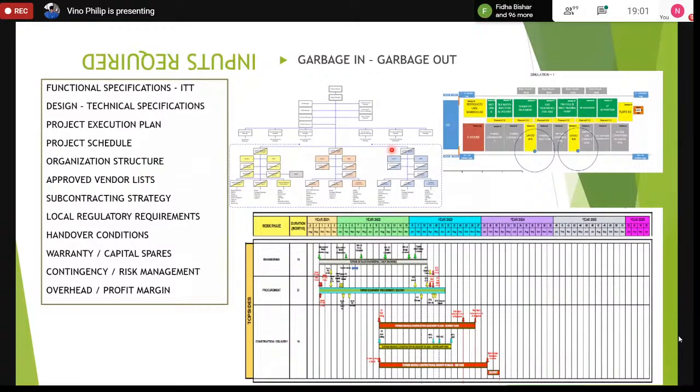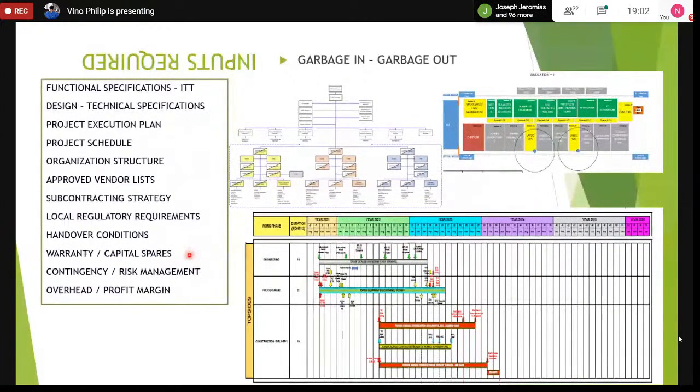Then the organization structure, like I mentioned, is here. We have to have an approved vendor list that the client has also seen and approved, because they have specific products they like to use on their vessels. We have to create our subcontract strategy, like I mentioned, and then the regulatory requirements, local regulatory requirements, which may be defined in the ITT, or which may be just based on the fact that we have to operate in a certain region. We have to get the local approval, and then we have to figure out the handover conditions.